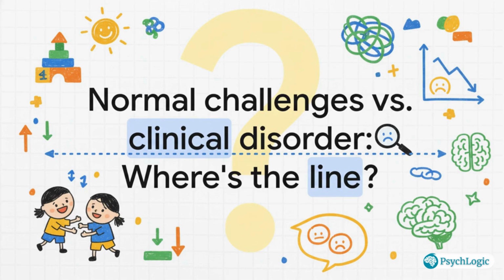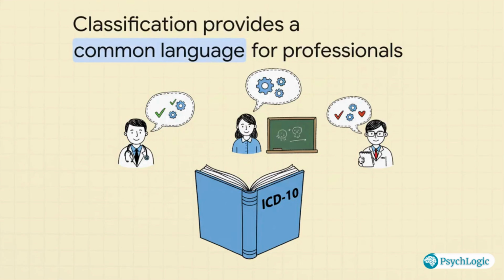The key is all about looking for patterns. Patterns that consistently get in the way of a child's ability to learn, to grow, and just to be a kid. And that is exactly why classification is so important. It gives doctors, therapists, teachers, everyone a shared language to talk about what's going on. Think of it like a universal dictionary for these conditions. It helps make sure everybody is on the same page, which, let's be honest, is the most critical first step to getting a child the right support.